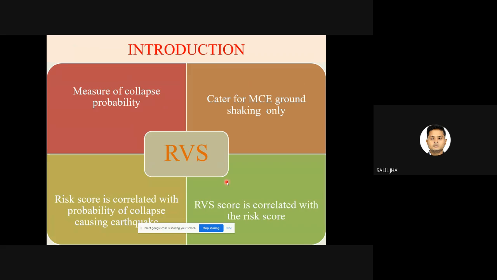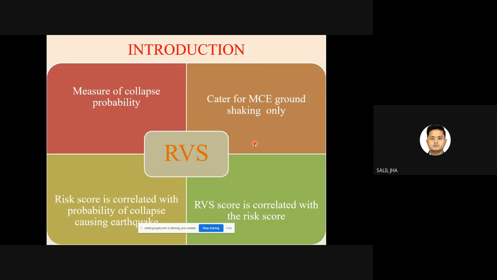So let me give a brief introduction of what RVS is. RVS, being a sidewalk survey, offers a systematic approach to pinpoint those structures which could be a threat to life in the event of a seismic hazard. RVS score is a measure of collapse probability for any building subjected to MCE ground shaking. So RVS score does not cater for shaking levels other than MCE ground shaking, that is, either less than the maximum considered earthquake shaking or greater than the maximum considered earthquake shaking.